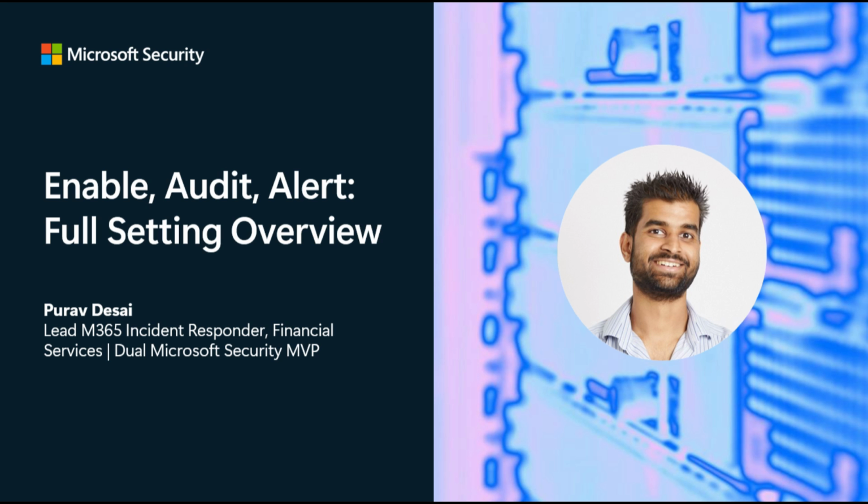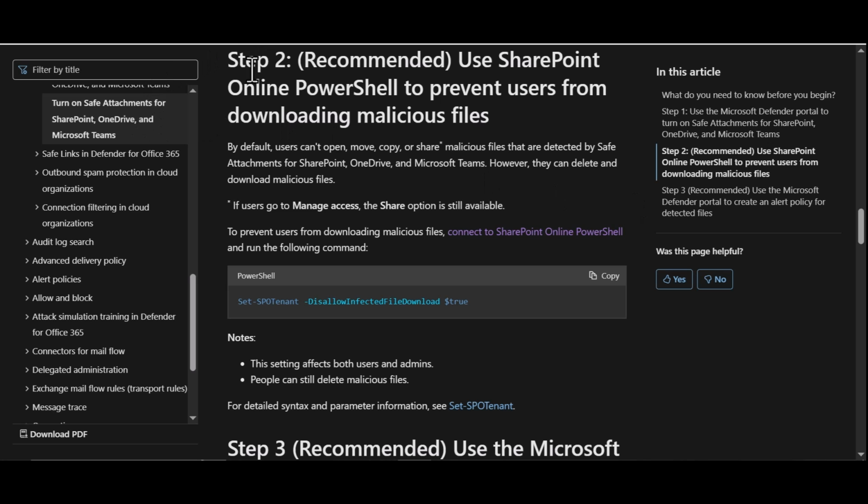I'm here to walk you through the process of using SharePoint Online PowerShell to prevent users from downloading infected files. By default, users can't open, move, copy, or share malicious files that are detected by Safe Attachments. However, they can download them. Thankfully, this is easily remediated by one line of PowerShell, which we'll walk through in this short video.